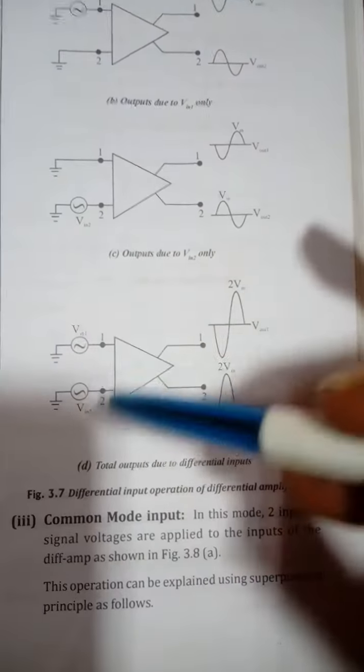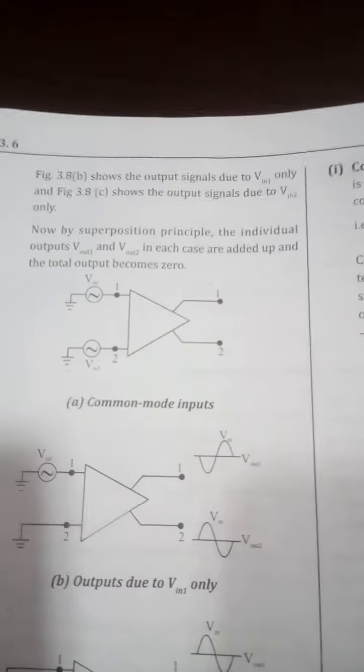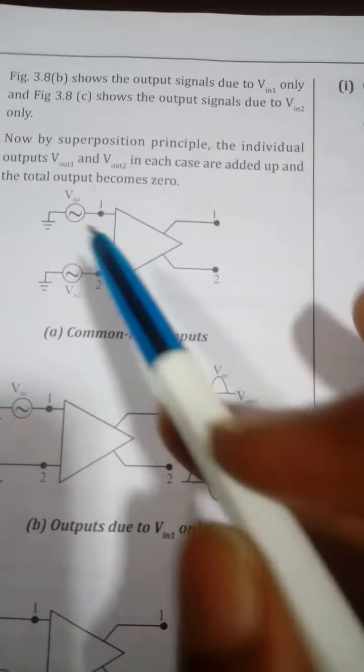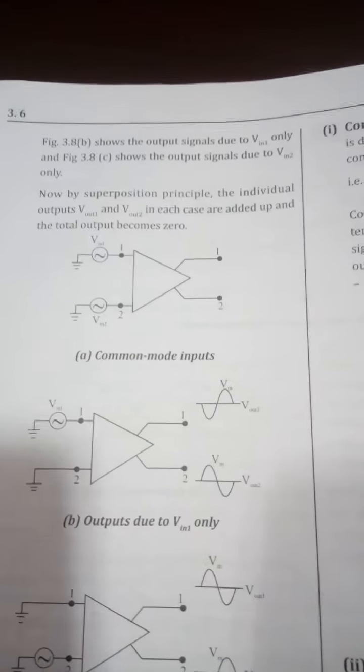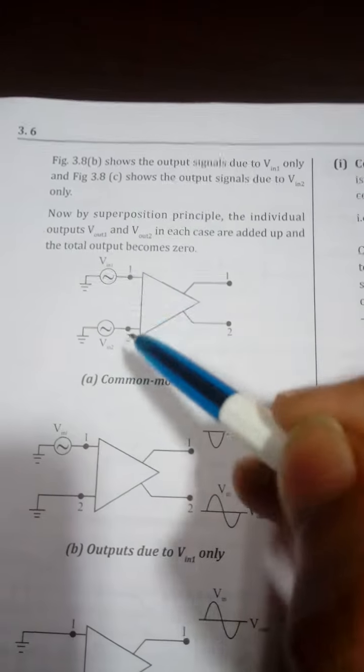common mode input. So in this mode, two in-phase signal voltages are applied to the inputs of the differential amplifier. It means the same input is applied to both the input terminals. So imagine that you are applying the same input voltage to V1 and V2. What is the output? Output will be nullified because you are applying the same input voltage, and one input terminal is the inverting and one more input terminal is the non-inverting. So whatever output you get is the nullified value. So this is common mode input.